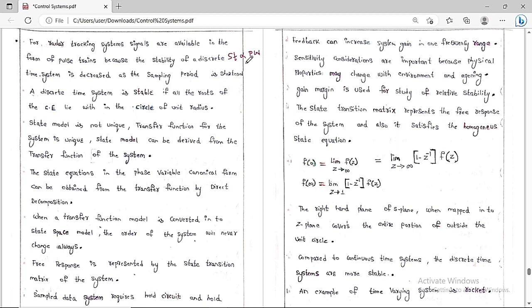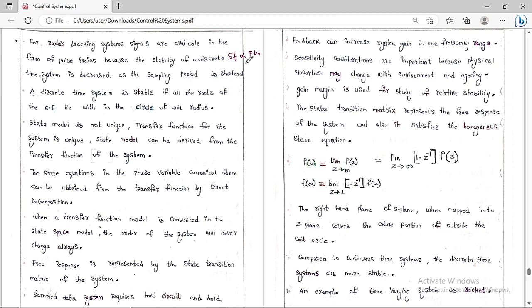So finally I can say, for radar tracking systems, signals are available in the form of pulse trains, because the stability of a discrete time system decreases as the sampling period decreases. Means the stability in the case of a discrete time system is always directly proportional to pulse width. As the pulse width reduces, the stability also reduces. As the pulse width increases, the stability also increases in the case of the discrete time system.